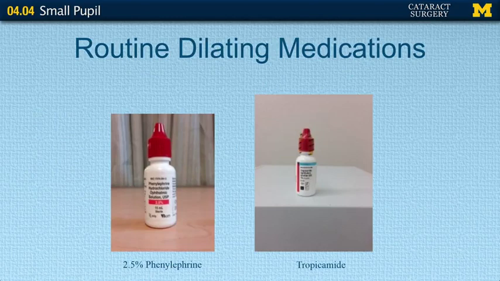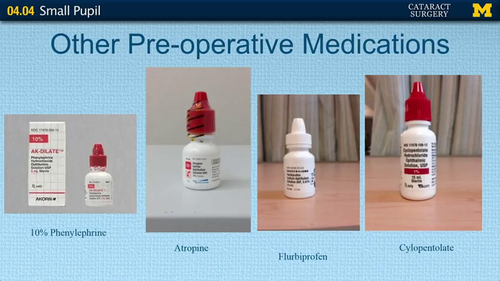So the routine dilating medications are going to vary depending on the physician, but in general, we typically start with a mydriatic, such as 2.5% phenylephrine, and a cycloplegic agent, such as tropicamide, which comes in both 0.5% as well as 1%.